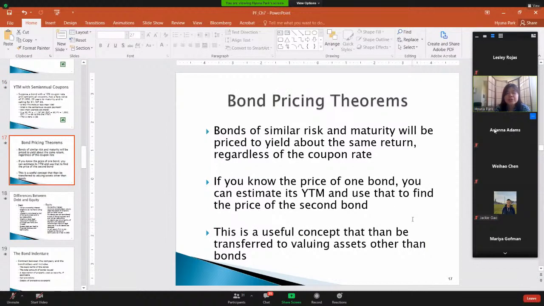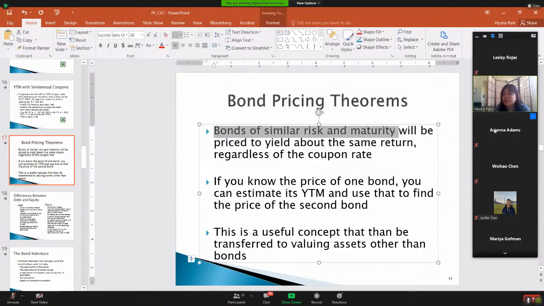All right. The next slide is a summary of what you have learned so far regarding bond pricing. This is called the bond pricing theorems. Those theorems tell you that bonds of similar risk and maturity should be priced to provide the same return, regardless of the coupon rate. That's the principle. If riskiness and maturity are similar, the discount rate should be similar.